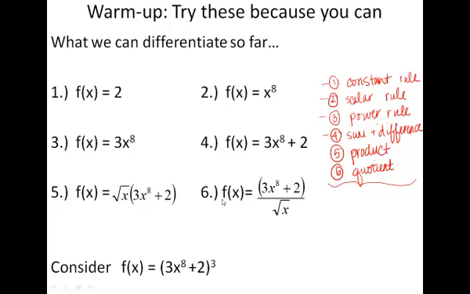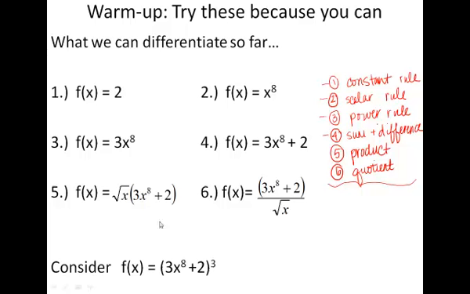So for example, number 6, you could use the quotient rule, or you could also rewrite this problem as x to the negative 1/2 and distribute that to each one of your terms. Then you can avoid the quotient rule, but you're just using a mix of these other power, scalar, and constant rules.